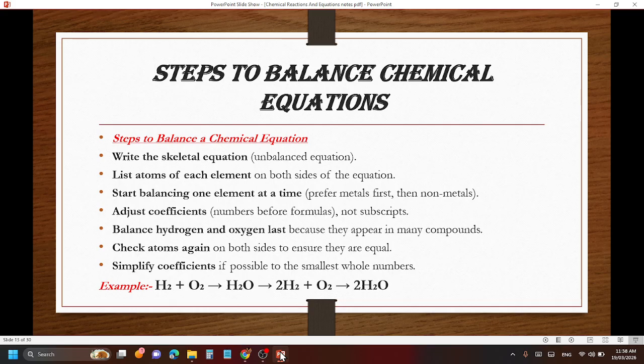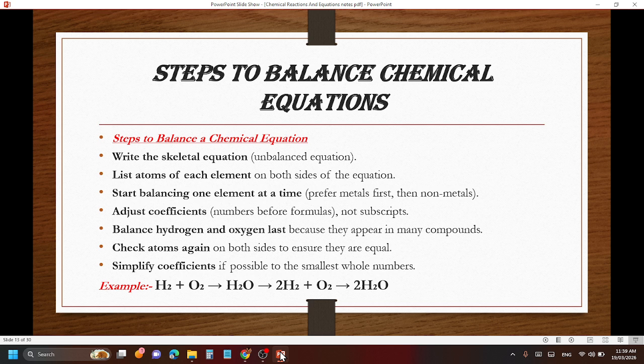After that, start balancing one element at a time. I prefer metal first, that is my preference, it's your wish. You can balance one element at a time, never balance all the elements at a time. If you do, there will be a problem, you can make errors. So start balancing one element at a time. If you start with iron, first you balance iron on the reactant side and product side, then move to oxygen, then move to carbon, like that.